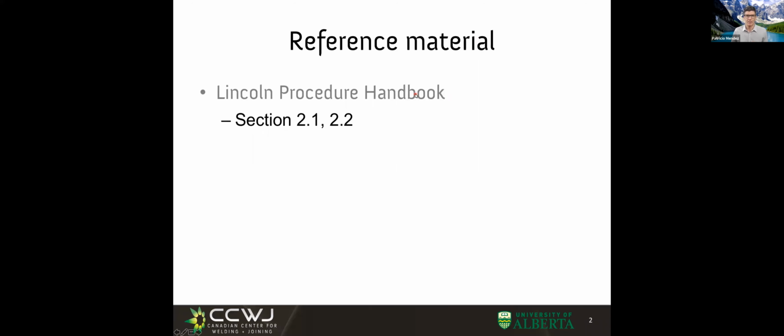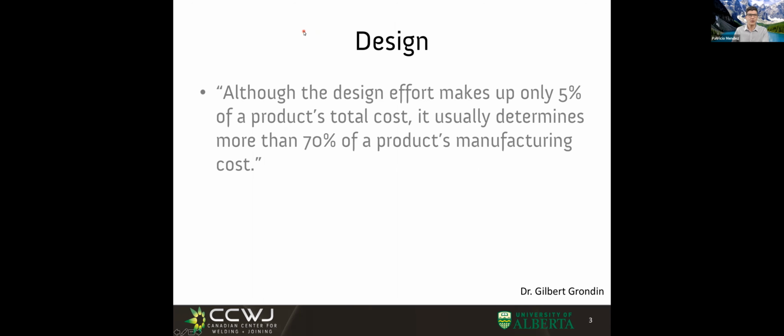So, reference material. These slides will be uploaded as soon as we finish the class. They are already uploaded. They just didn't have this reference material that refers you to the Lincoln Procedure Handbook. So let's talk about design of weldments. An interesting thing about the design of welding is that we spend relatively little money in designing, but by the end, something is done. The consequences of that design have a very big impact on costs. These numbers: 5% of cost is in design, and that influences 70% of manufacturing. That's what I heard from Dr. Grandin. But for sure, cost of design is low, implications of design are high.